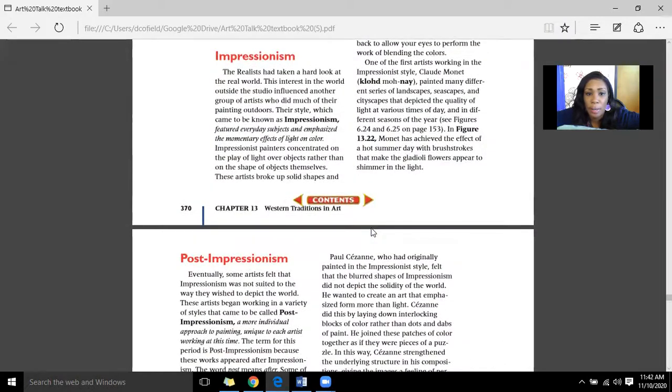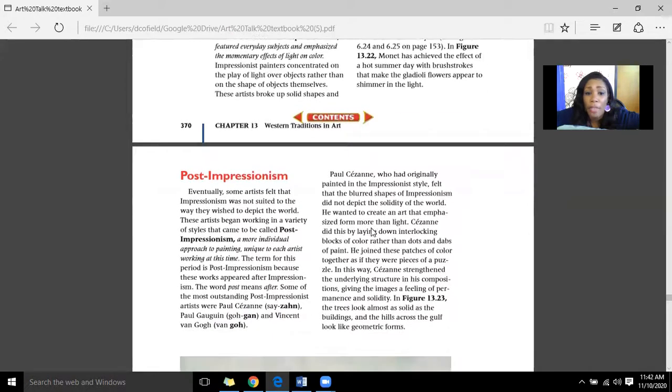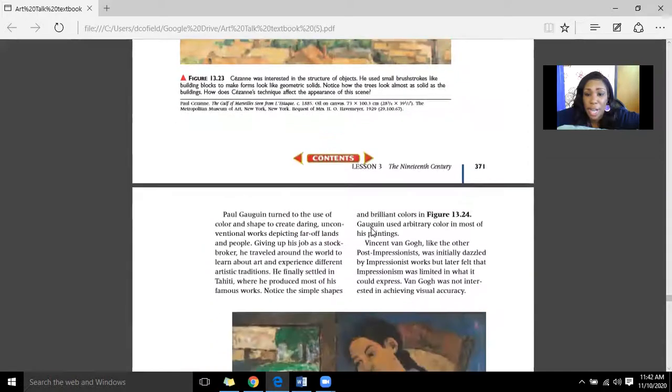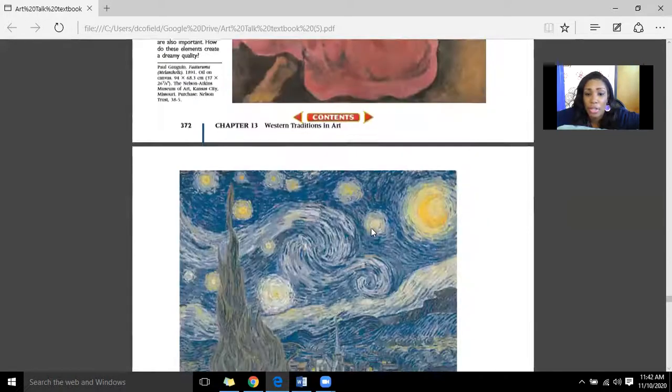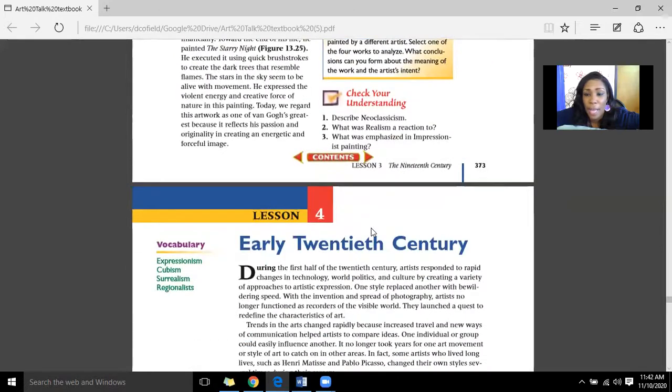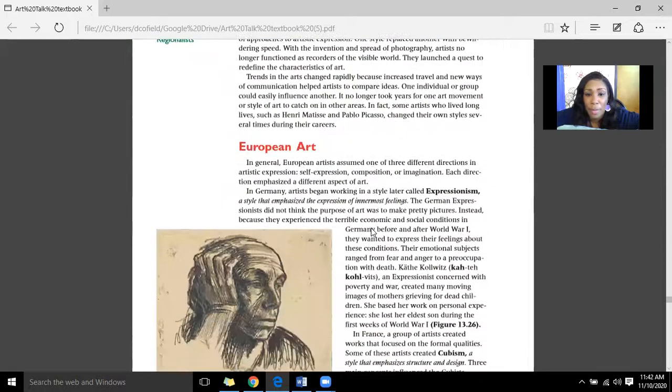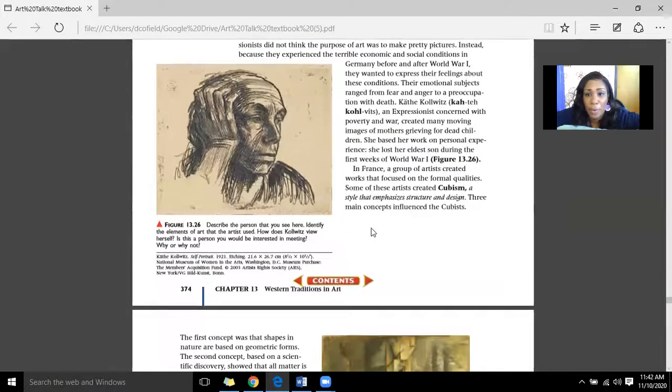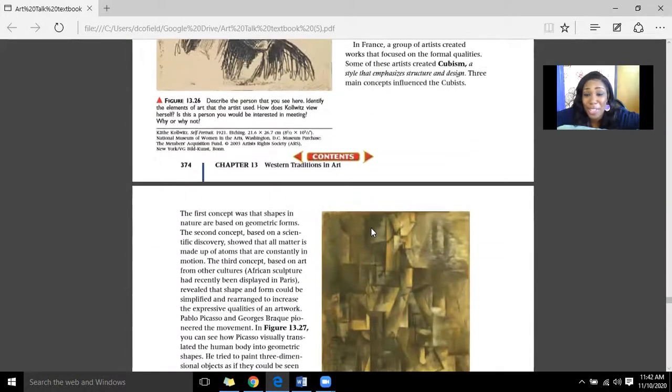And you're going to see impressionism, which features everyday subjects and emphasizes momentary effects of light on color. So all of these vocabulary words that are in chapter 13, I want you to make sure that you put those in there. Starry Night. Remember we covered that as well. Remember you did a piece similar to that. So keep going. It talks about expressionism, where we already covered cubism. You should know what that is.